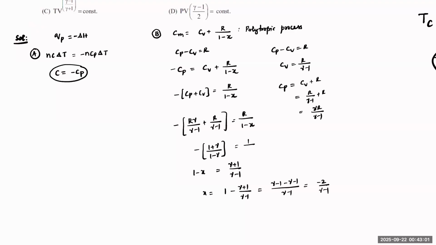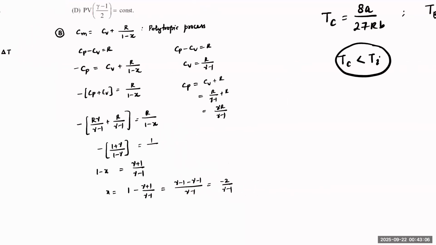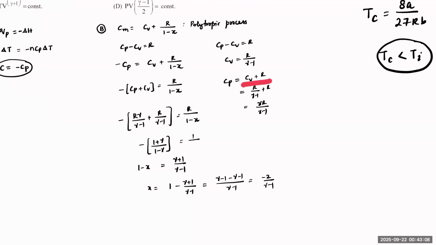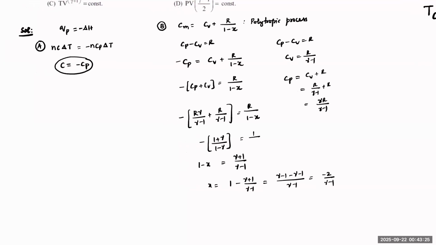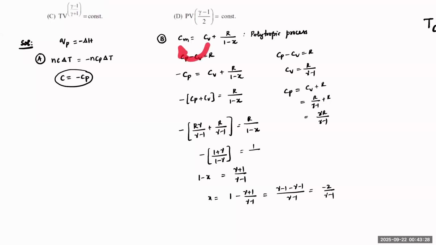Cv is equal to R by gamma minus 1, and Cp is equal to Cv plus R. So R by gamma minus 1 plus R comes out to be R gamma by gamma minus 1. And if I bring it to the left hand side, it will become minus Cv. So minus will come common, so R, and this is gamma minus 1.